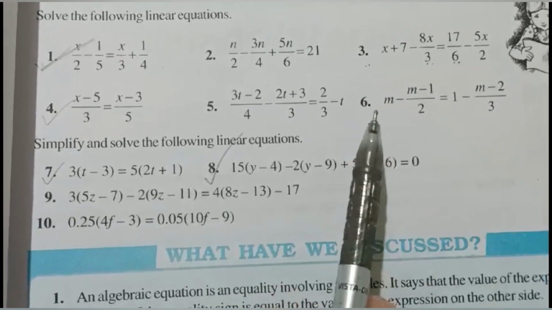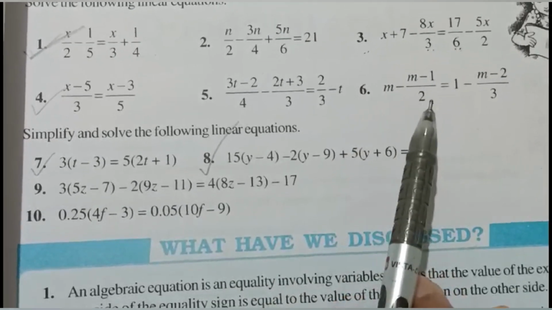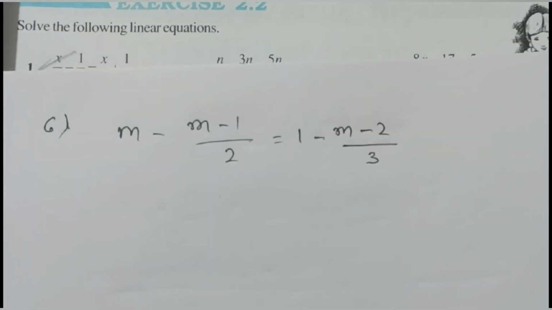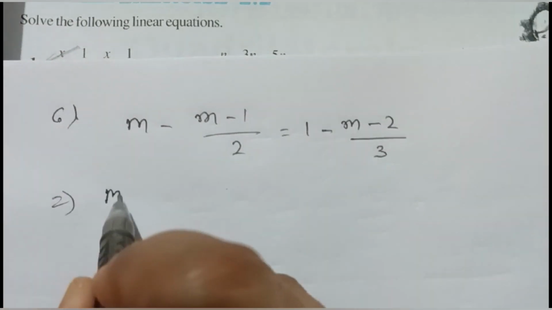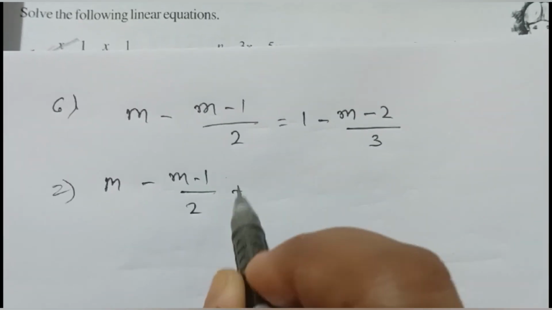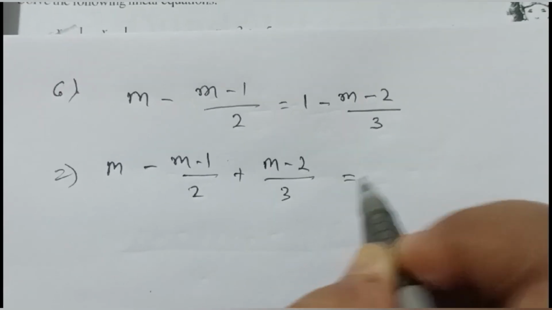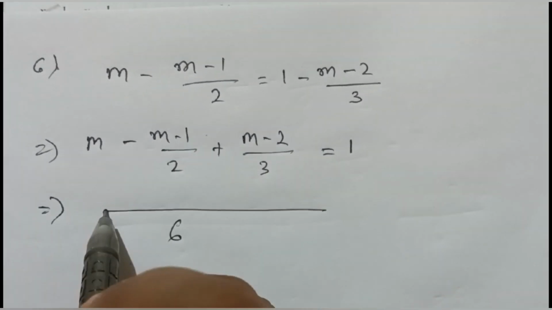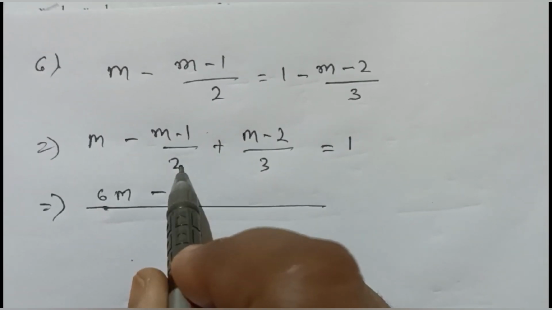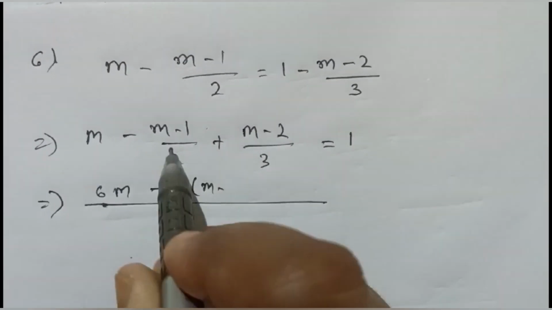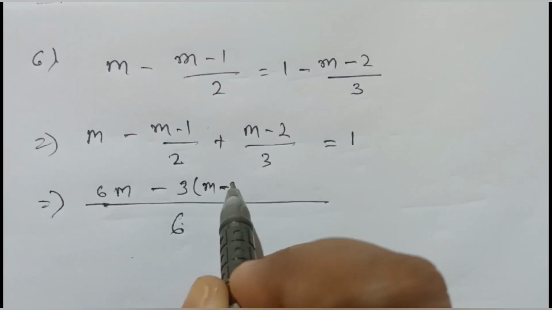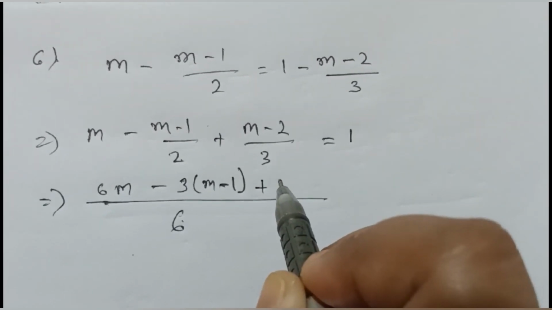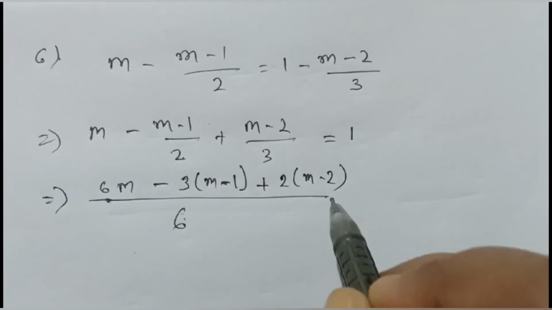So now let us do question number 6. M minus 1 by 2 is equal to 1 minus M minus 2 by 3. Alright, so I have written the question here. On the same side, M by 2, and this will be plus M minus 2 by 3 is equal to. Then here we'll take the LCM, 6. So 6M, minus here 6, 3 is a 6. That means the sign will change, okay? Then this one, 3 how much? 6, 3 6s. That means we'll have to multiply with 2.